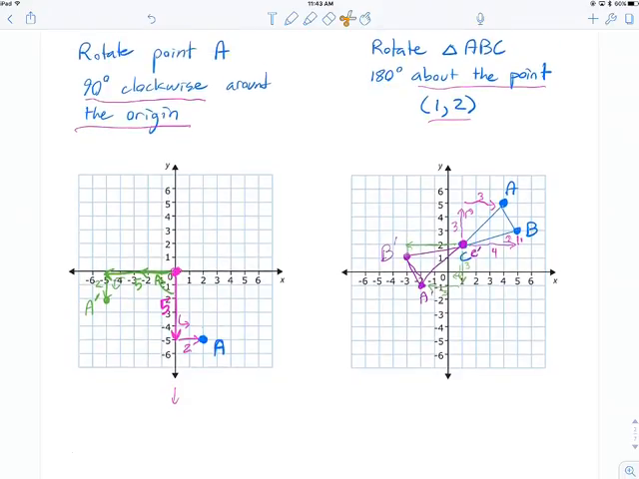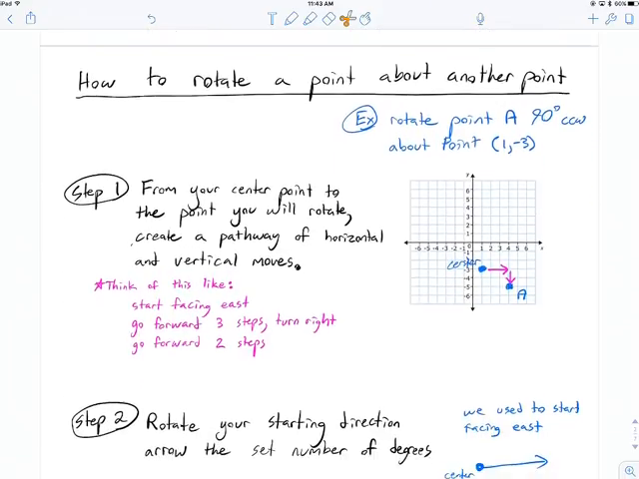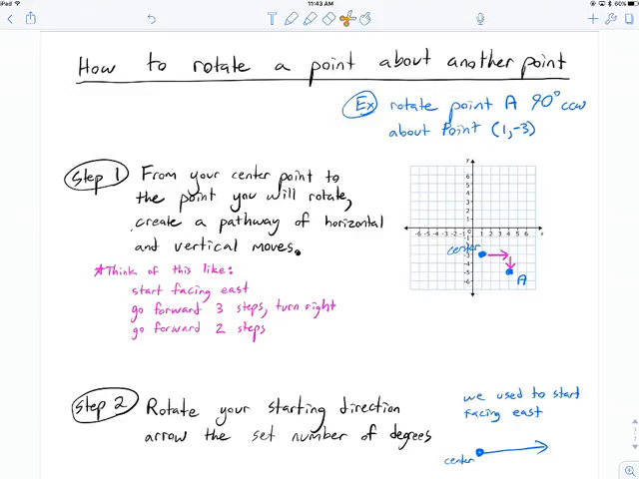Okay, so let's walk through those steps written out. The first thing, if you've got a set of instructions, is from your center point to the point you will rotate, create a pathway of horizontal and vertical moves. So in this example, here's my center, I'm going to point A. My pathway was start facing east, or right, or however you want to do it. That's what's going to change. And then I say, okay, go forward 3, turn right, and then go forward 2. Notice I'm only talking about forwards and turns.